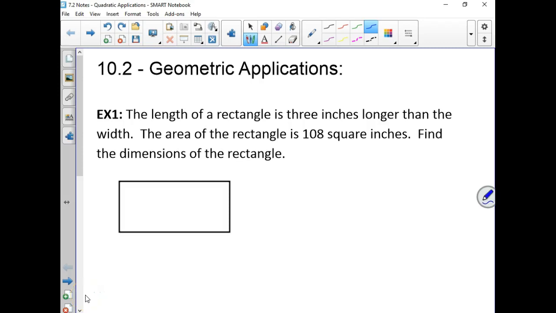In this section, we'll be looking at geometric applications. So here, for example, the length of a rectangle is 3 inches longer than the width. The area of the rectangle is 108 square inches. We've got to find the dimensions of the rectangle.